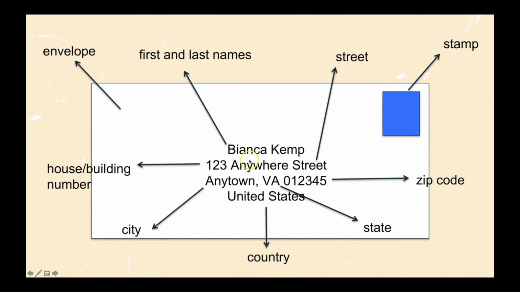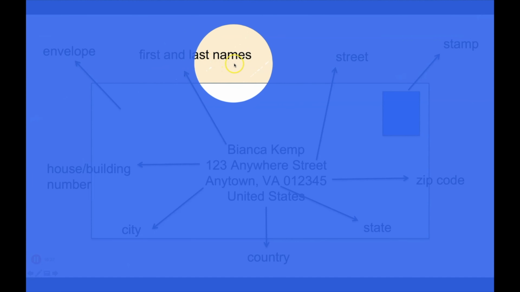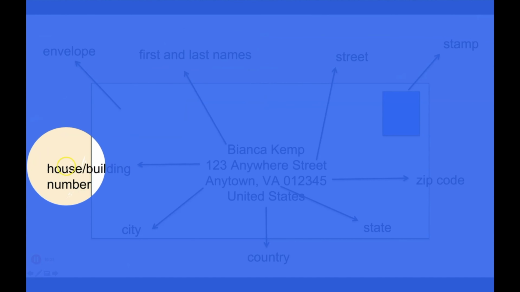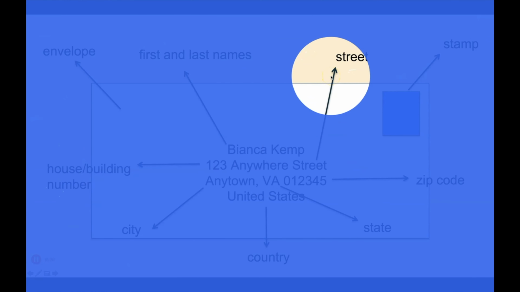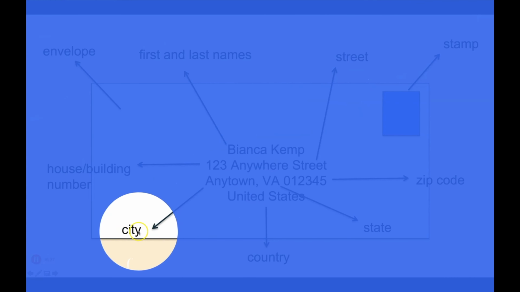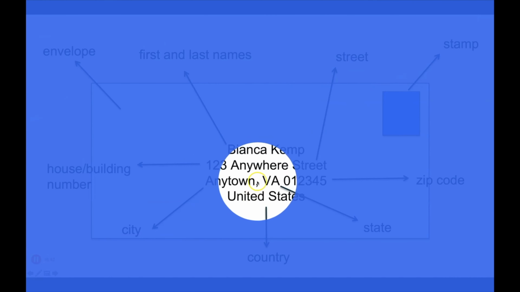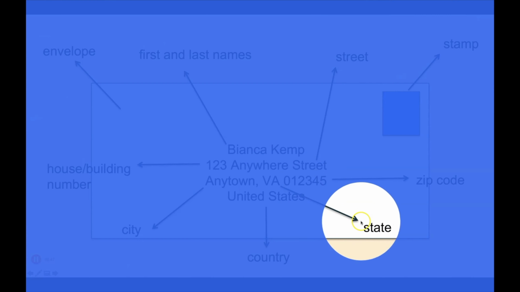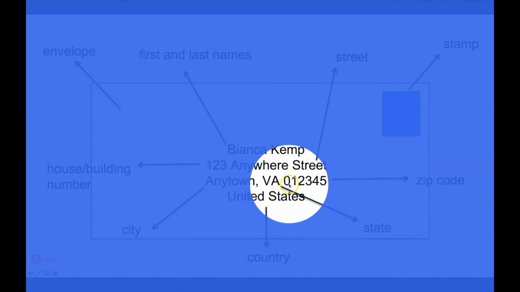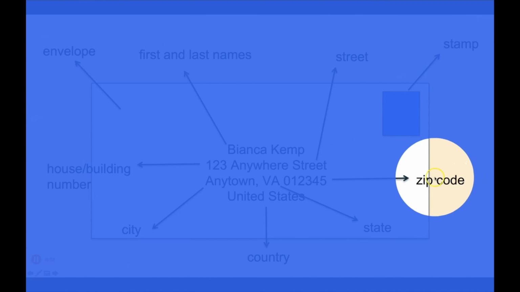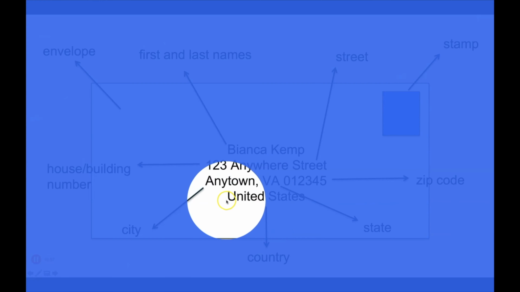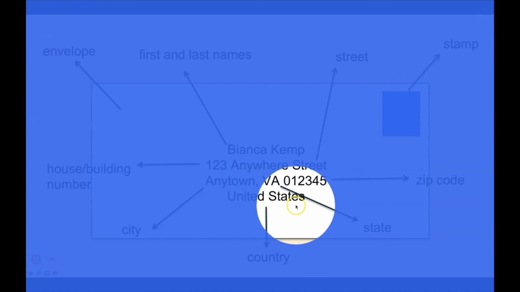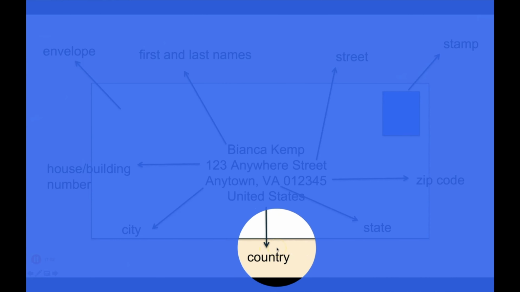So again, we've got our first and last names. Then we have our house and building number. Then we have our street. Down here we have our city before our comma. We have 2 capital letters for our state. And then we have our zip code, which normally has 5 numbers, even though I have 6 here. And then we may or may not have a country here. Depends on where the letter is coming from.